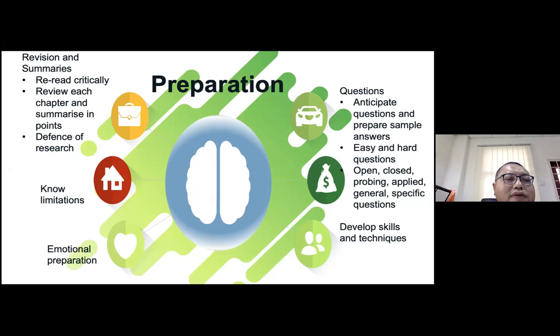And then revision of summaries. During the preparation for Viva, you need to read again, as I mentioned earlier. For Viva, you need to know every single word from the first line to the last line. Every word written in the thesis is not simply a word. Every paragraph, every line that you wrote in your thesis, you should understand why and what the purpose is.